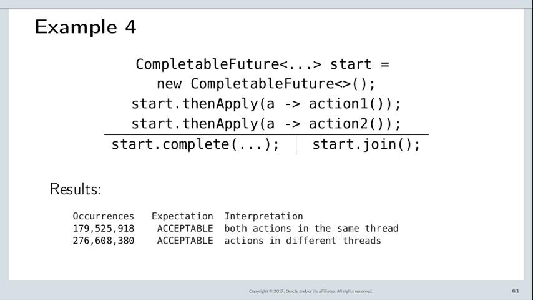And the last example, I have two actions, not a chain. I have two independent parallel actions attached to the original CompletableFuture.